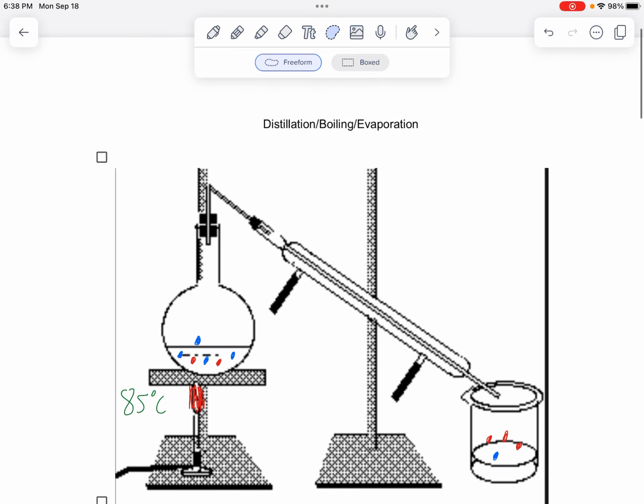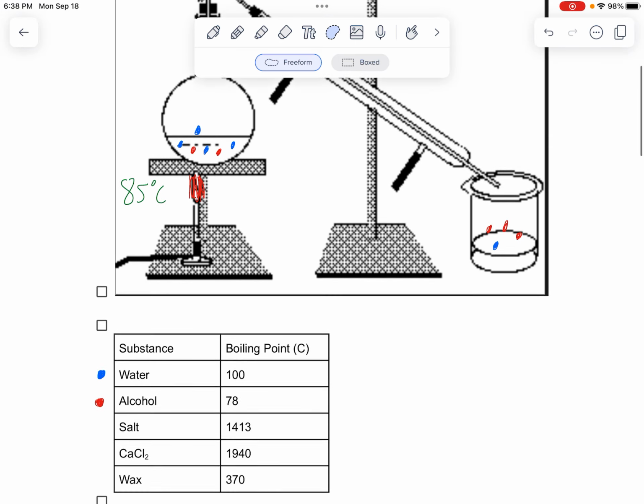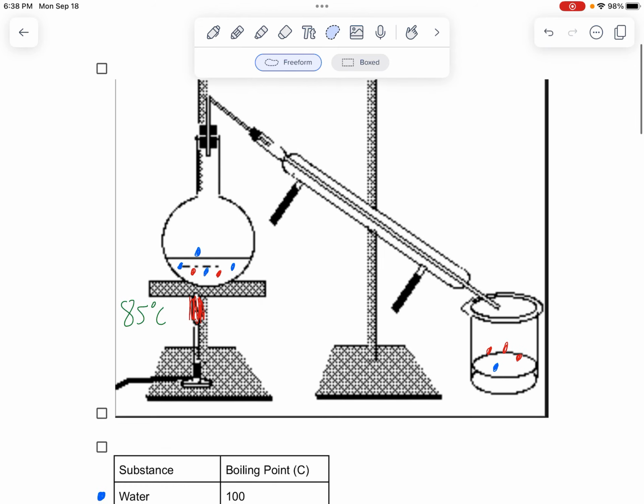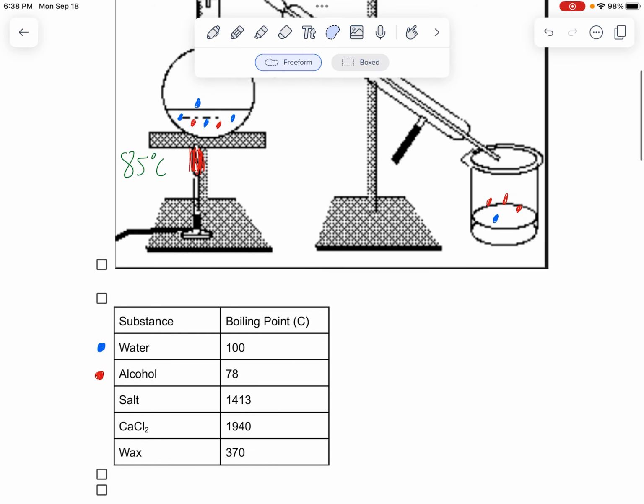So that's how we can separate liquids based on their boiling points, right? So this is called distillation. So you boil it at the right temperature, under this boiling point, but over this boiling point, and then only this one will go away, right? For the most part. So that's one way to distill things.